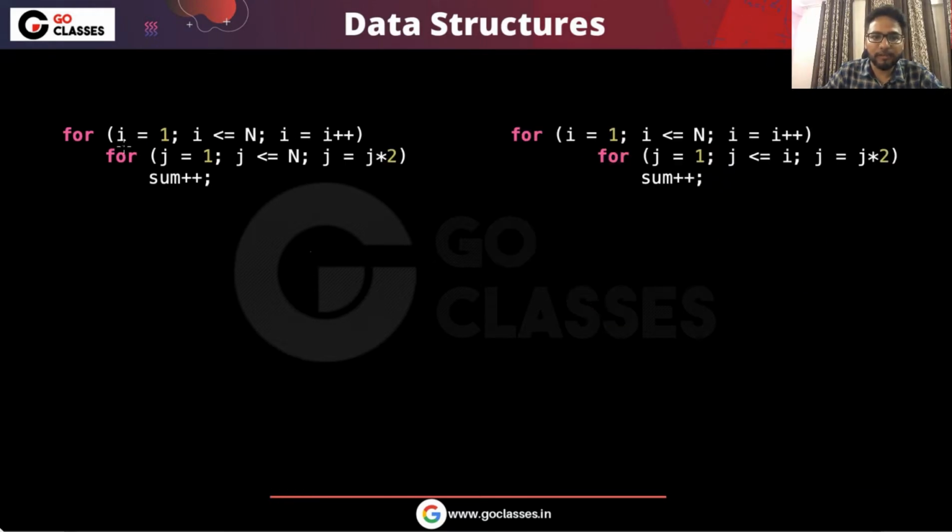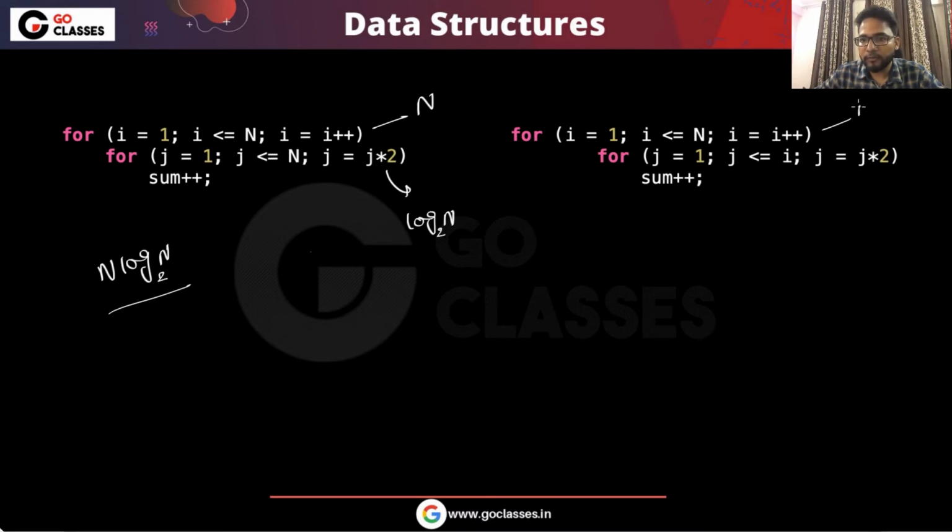Let's see this example. There are two for loops given. The first for loop will run n times and the second for loop will run log n times. Why? Because we are multiplying by 2, so it runs log base 2 n times, which means the final time complexity will be n log n, right?